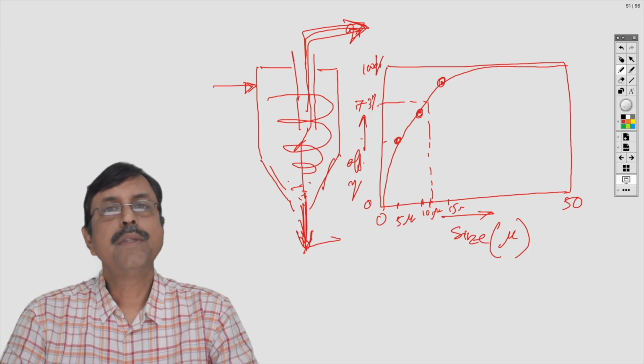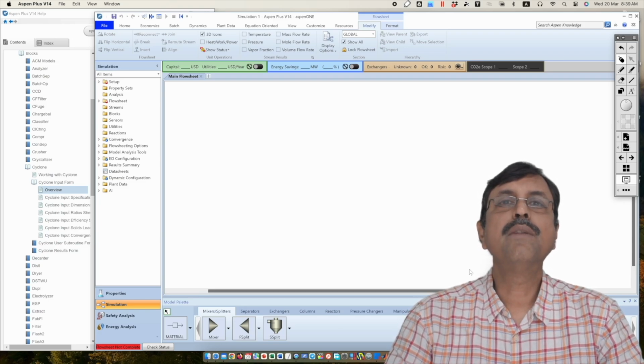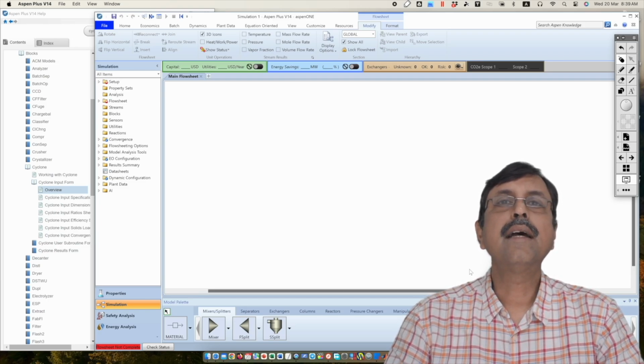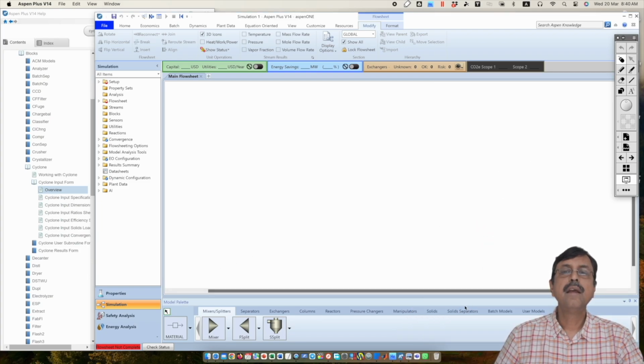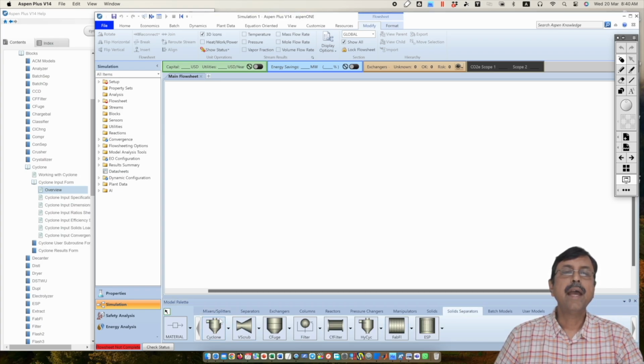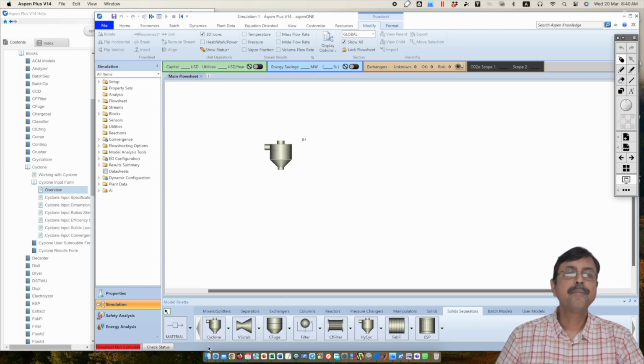Now let us go to the Aspen Plus simulation window and learn it better. So this is the Aspen Plus simulation window, and you will get the cyclone separator over here. In the model palette, you have to go to this solid separator, and here you will find the cyclone. It models the gas solid separator using Cyclone. So you bring it over here.